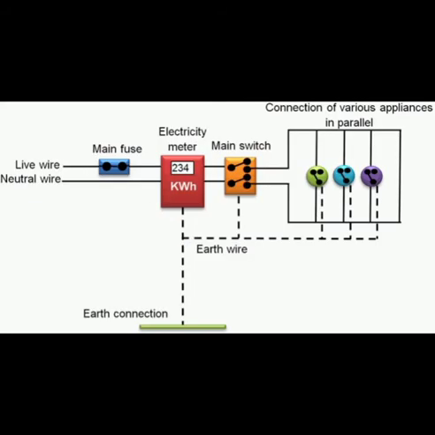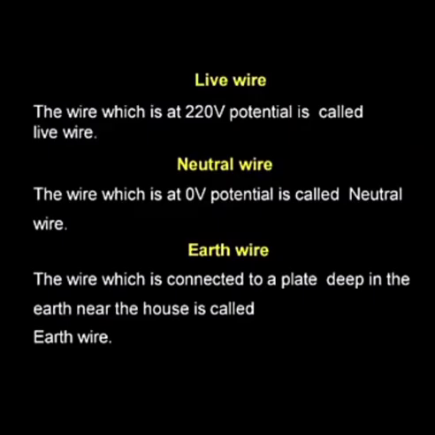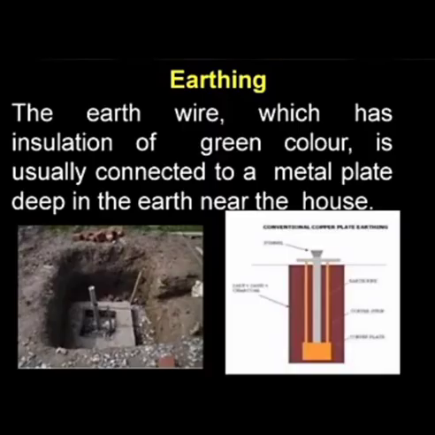Domestic electric circuits. It is a diagram of domestic electric circuits. The wire which is at 220V potential is called live wire. Neutral wire. The wire which is at 0V potential is called neutral wire. Earth wire. The wire which is connected to a plate deep in the earth near the house is called earth wire. Earthing. The earth wire which has insulation of green color is usually connected to a metal plate deep in the earth near the house.